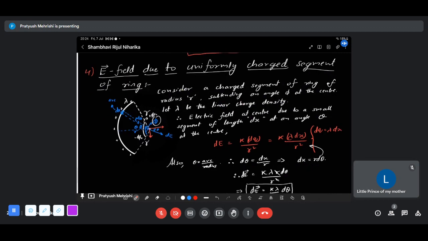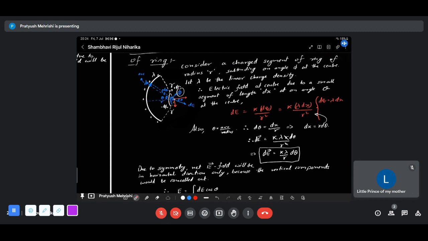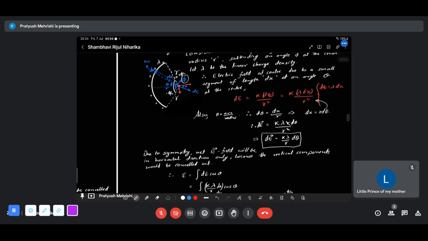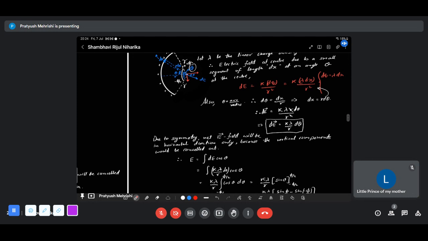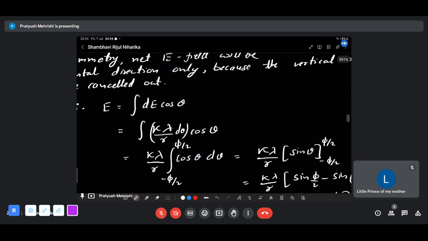Now we know that theta equals arc upon radius, so dx equals r d theta. Put dx equals r d theta here, and now we have the electric field in terms of theta. Because of symmetry, only the horizontal direction will remain. All the y direction components will cancel out. It means dE cos theta will remain.